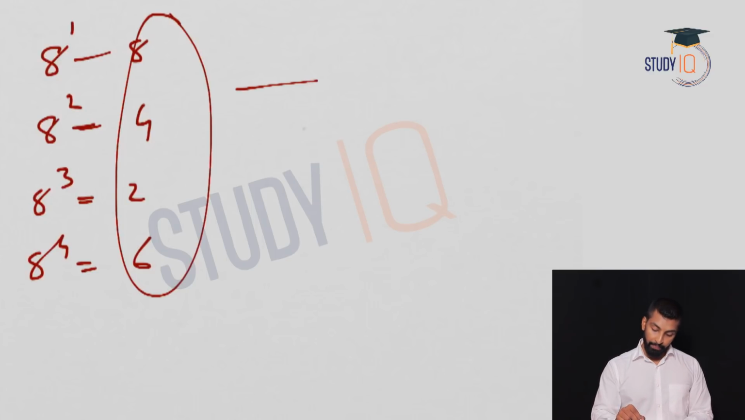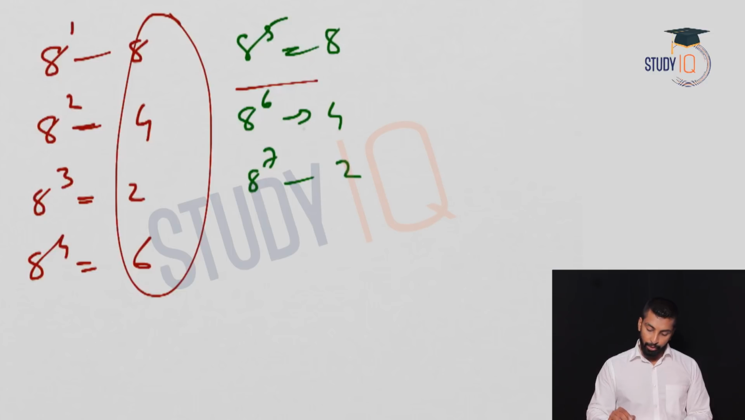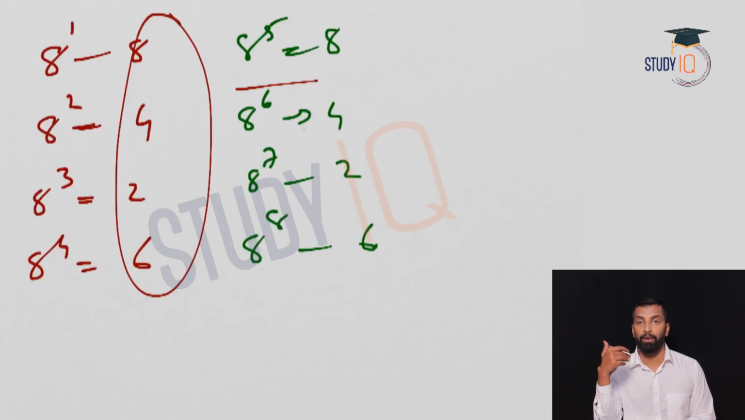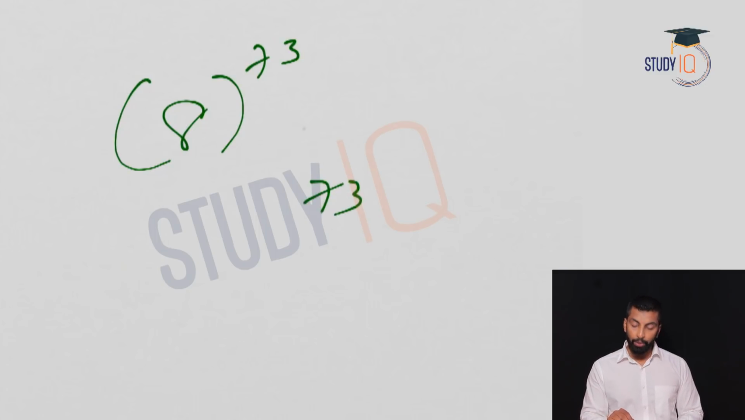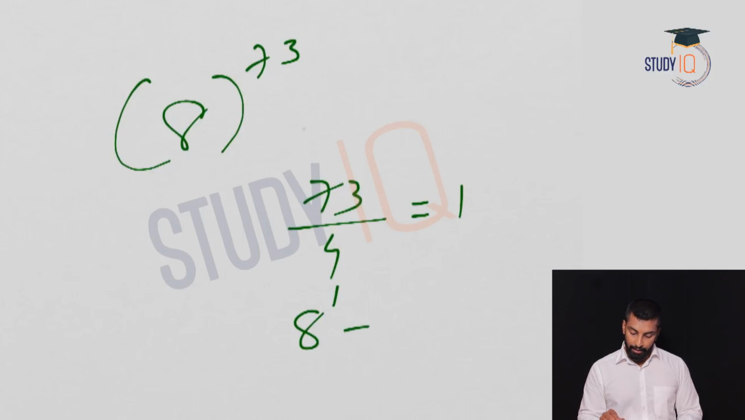So if you want, 8 raised to 5 will be 6 into 8, that is 48, 8. 8 raised to 6 will be 4. 8 raised to 7 will be 2. 8 raised to 8 will be 6. So here also you can see after every 4th power the cycle is repeating. So the frequency is 4. So if I give you a question, 8 raised to 73, what will you do? You will take 73 out, divide by 4. Why dividing by 4? Because the power cycle is 4. See what is the remainder? 1. So what is your answer? 8 raised to 1, that is 8.